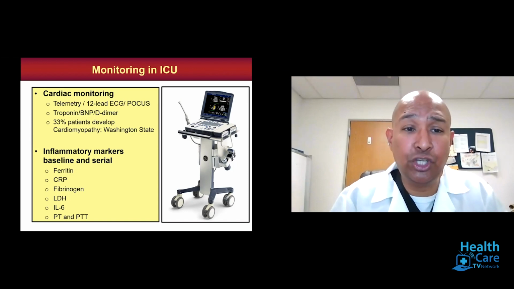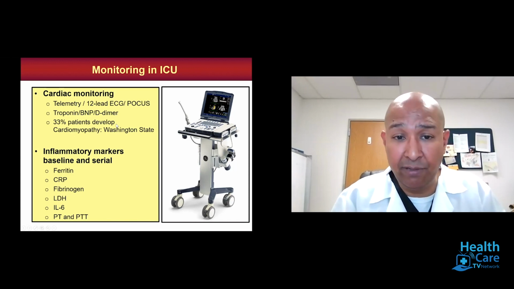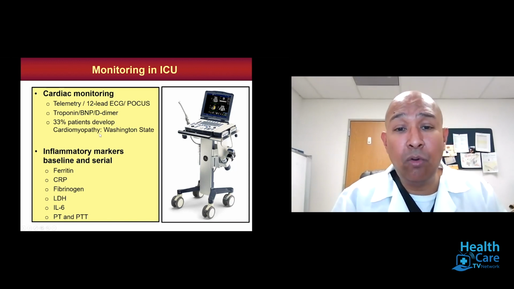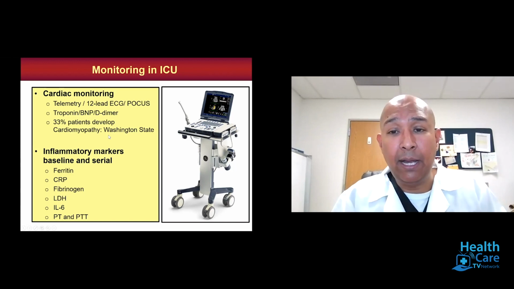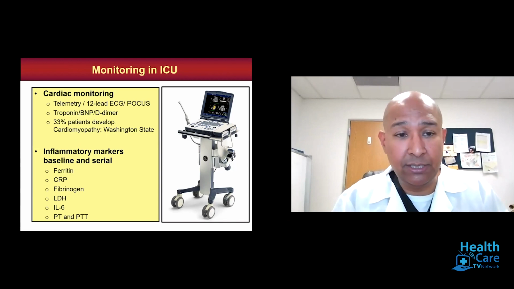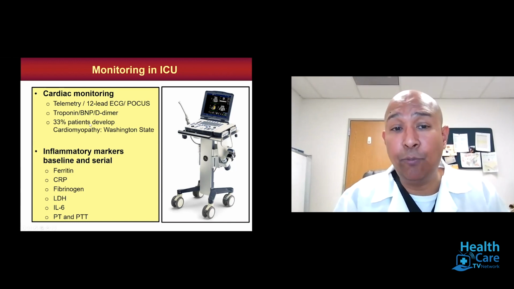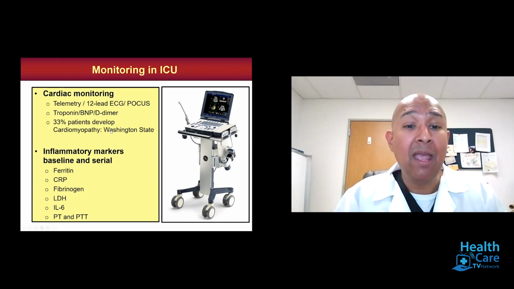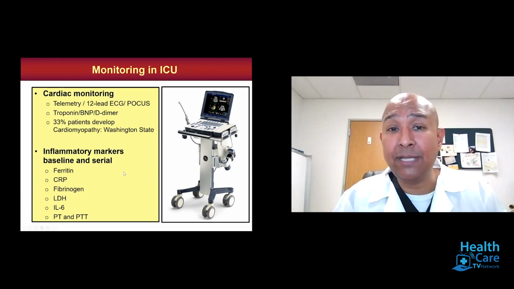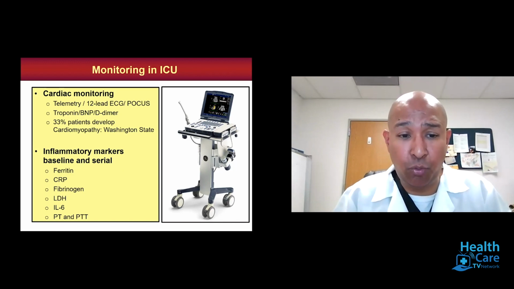Some of the cardiac things we check are troponins, brain natriuretic peptide, D-dimers for a variety of reasons. And remember, from a recent review of patients at Washington State, 33% of these critically ill patients develop cardiomyopathy. And of course, we do have order sets in every hospital. I'm sure your own hospital has certain order sets.